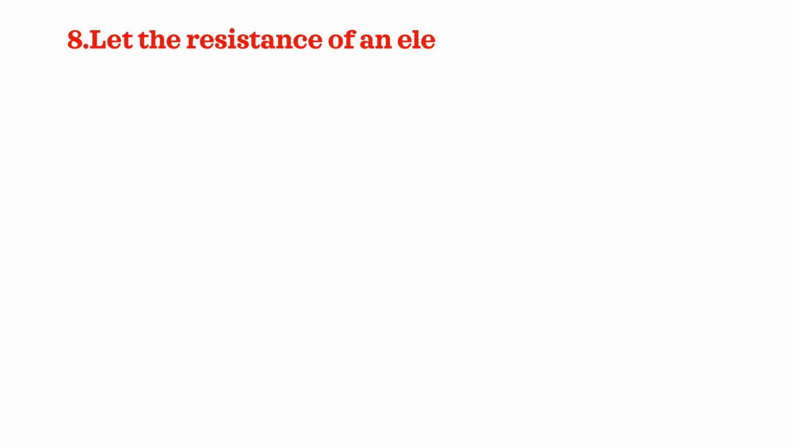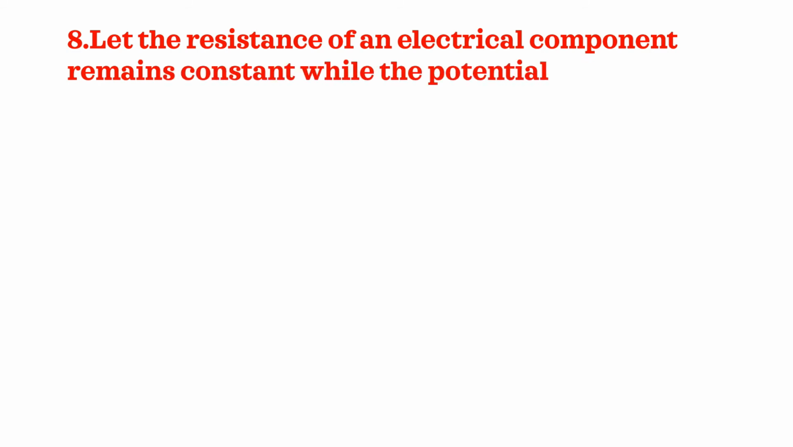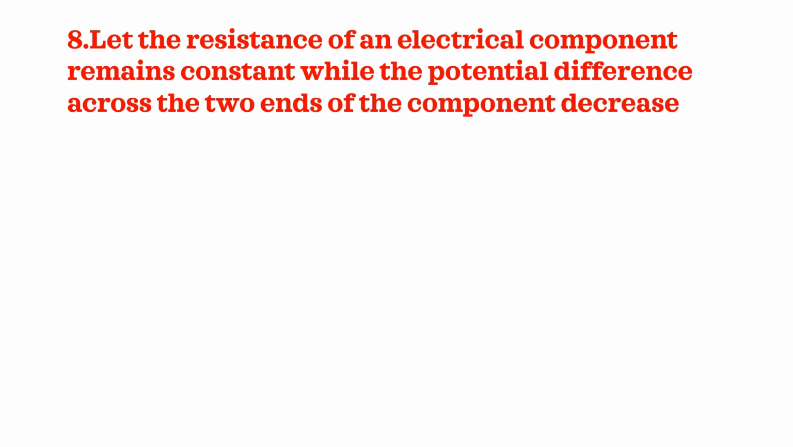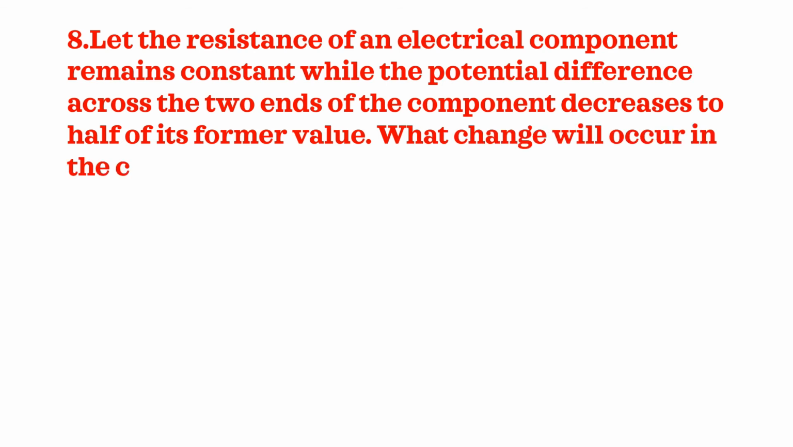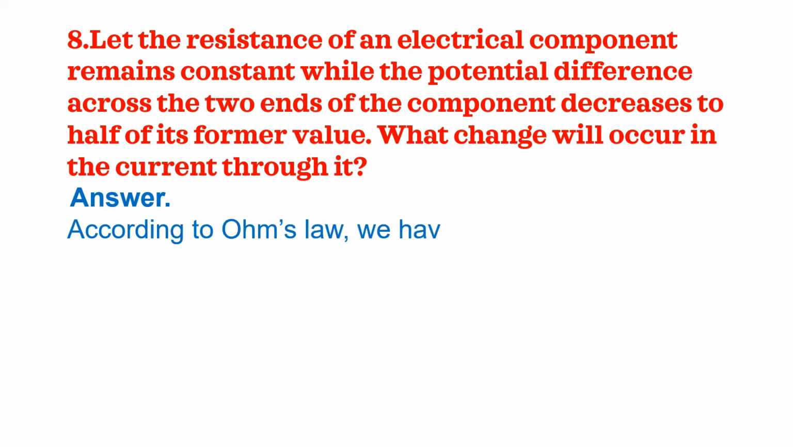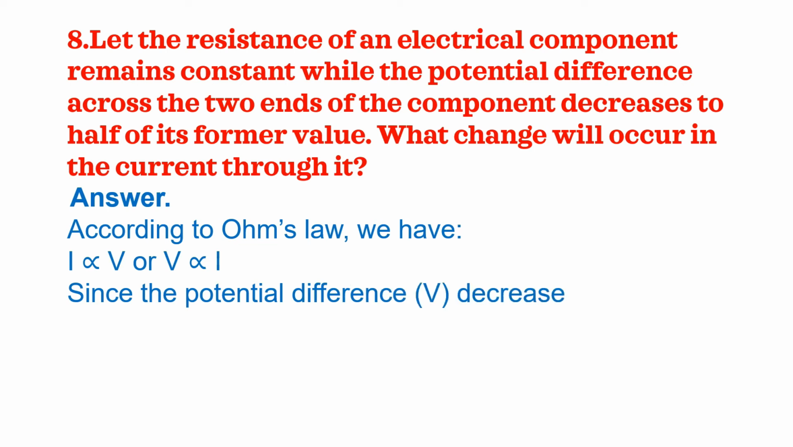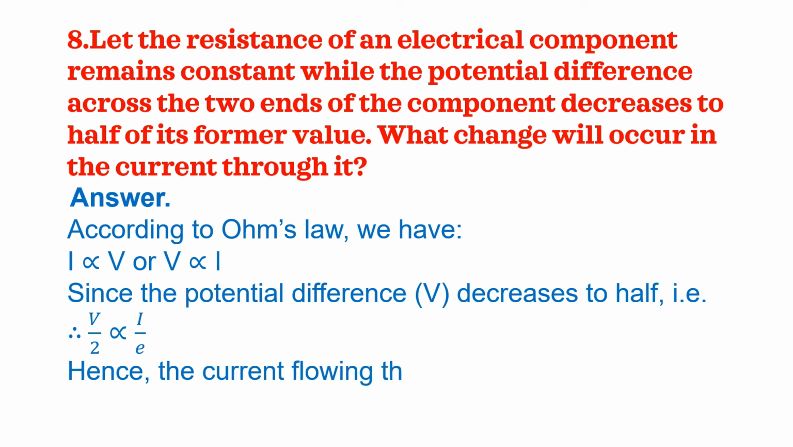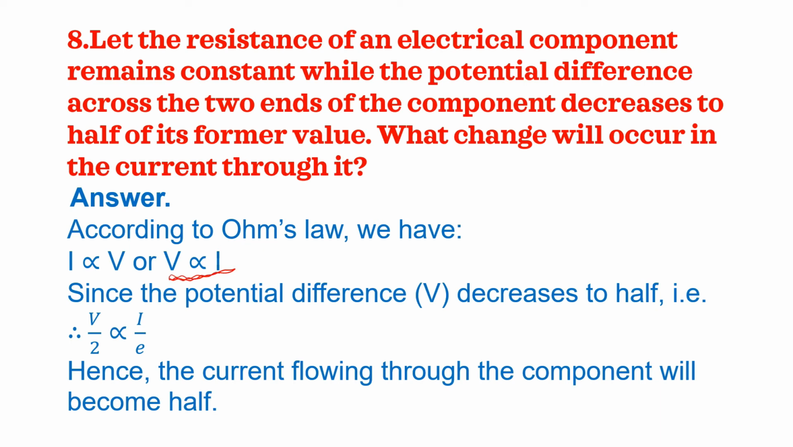Okay, next. Let the resistance of an electrical component remain constant while the potential difference across the two ends of the component decreases to half of its former value. What change will occur in the current through it? Now here, according to Ohm's law, V is directly proportional to I. The potential difference across a conductor is directly proportional to the current.